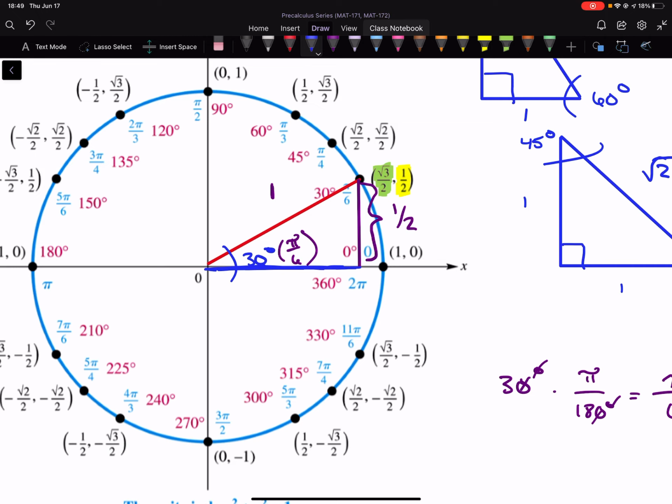It also represents the distance here from the origin to the point where the right angle is created here.